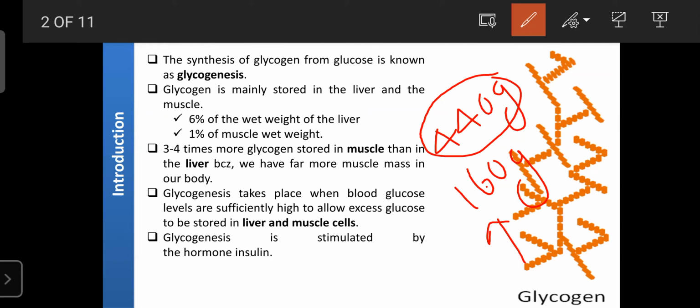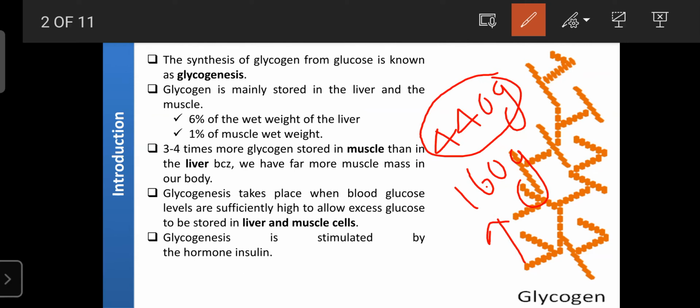If you're involved in work that requires more than 300 grams, it means within 24 hours our glycogen storage is finished. So that's why God made another arrangement for a source of glucose. That process is known as gluconeogenesis.